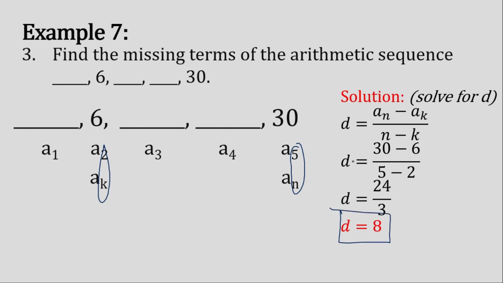All we have to do now, first to get a sub 1, we need to subtract 8 from 6. So we have negative 2. Then we need to add 8 to 6. That will become 14. Then we add 8 to 14. That will become 22. And add 8 to 22 to make it 30. So the answers are negative 2, 14, and 22.